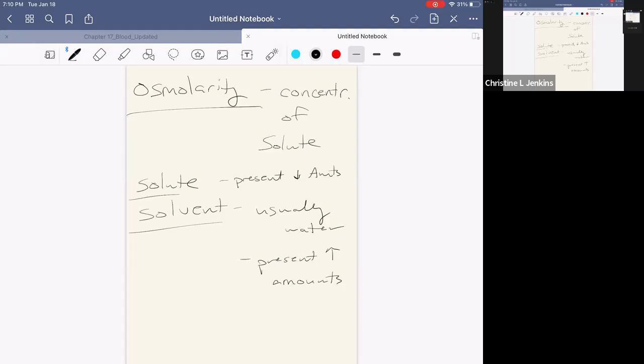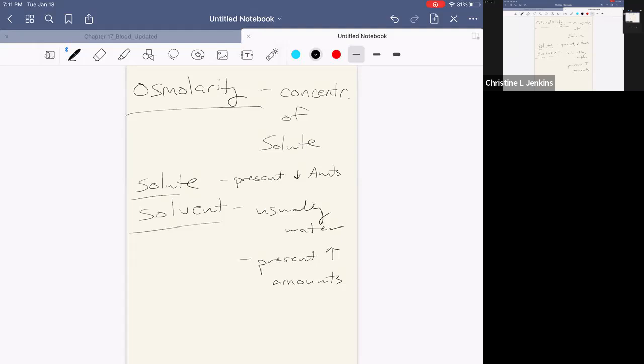But I could also change the osmolarity by changing the amount of water. Technically, if I had Kool-Aid and I kept the same amount of sugar, but I took out water, what happens to the osmolarity? If I keep the same amount of sugar, but I take out water, the relative concentration of the solute goes up. It would taste sweeter, wouldn't it? So it's a relative concentration of the solute, not necessarily the amount, the concentration. Does that make sense?